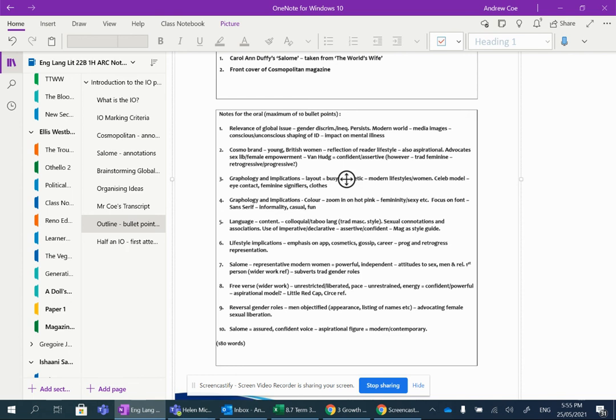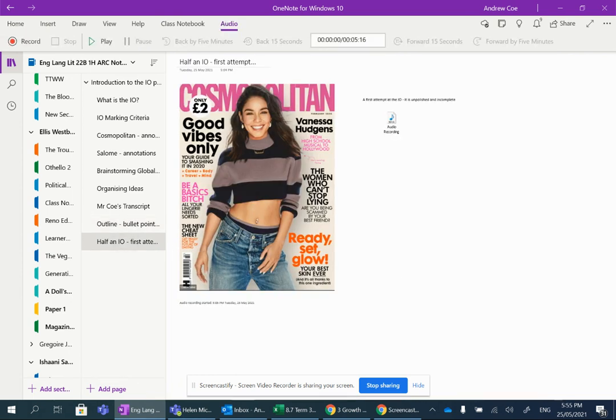Now, as teachers, we can't hear your I.O.s. It's not allowed. But you can practice them as many times as you like. And you can listen back to them, and your peers can listen to them and give you feedback and advice. And it's a really valuable process. And I know that because I tried to do it just now. I tried to do the first half of an I.O. based on that Cosmopolitan magazine cover. And you can listen to it there. It's here on the screen.